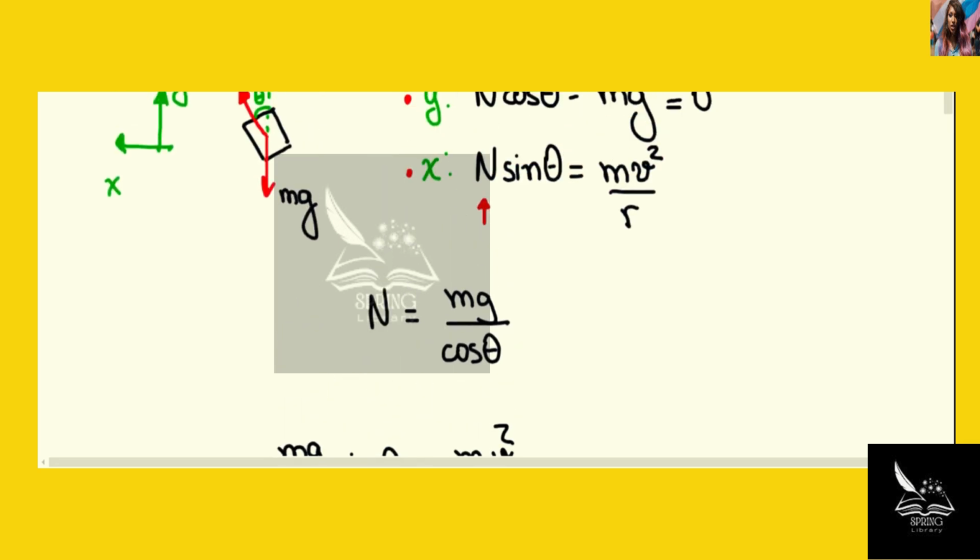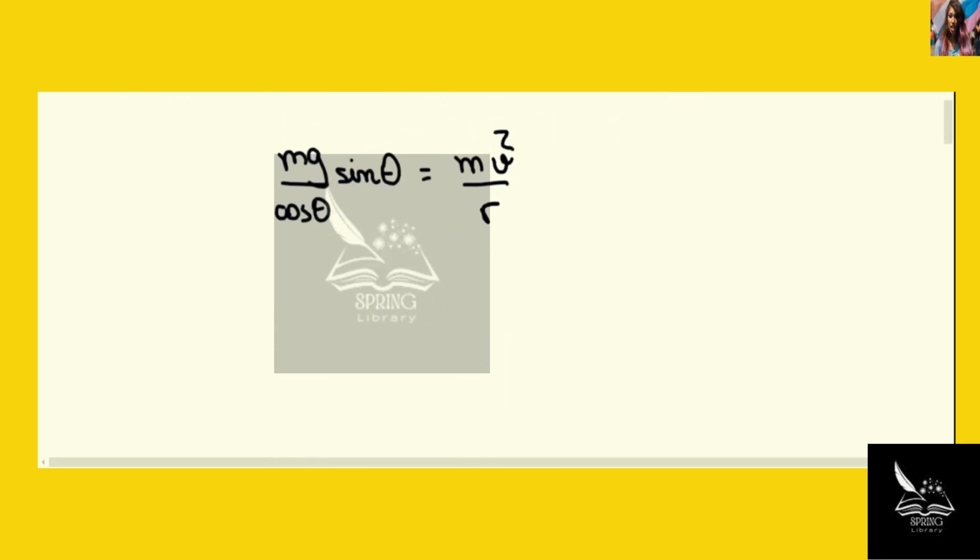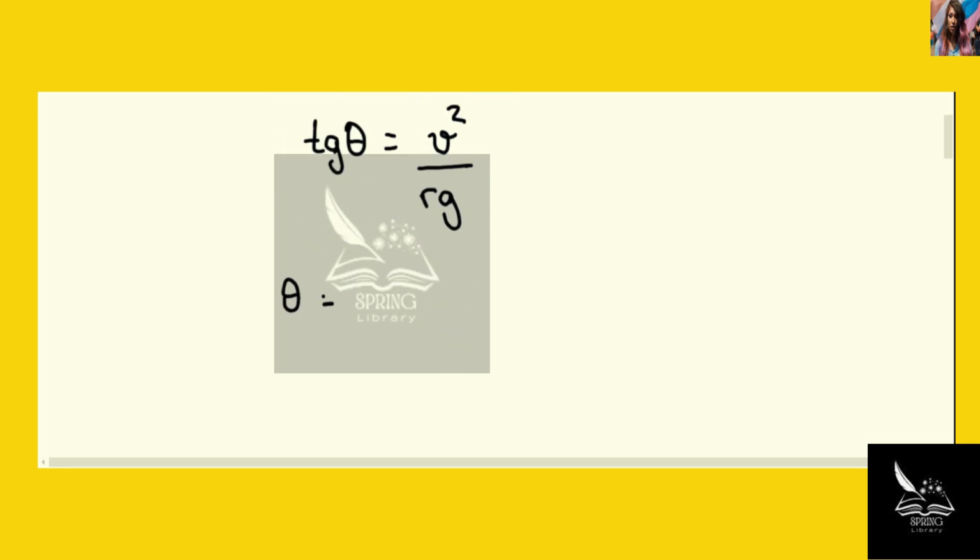So our goal is to find theta. I may have said that the goal is to find r. I'm sorry for that. Actually, the goal is to find the value of theta. We already have the value of r. So notice that the tangent of theta is equal to v squared divided by rg. So theta is equal to the arc tangent of v squared divided by rg.